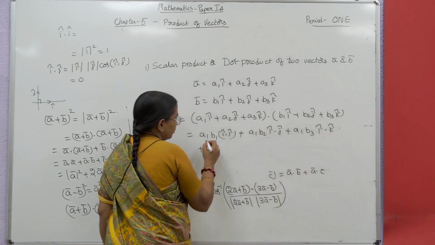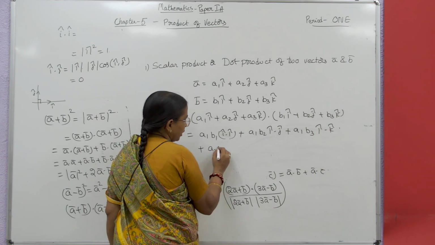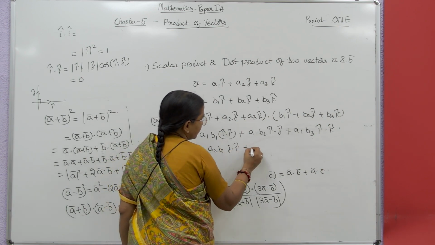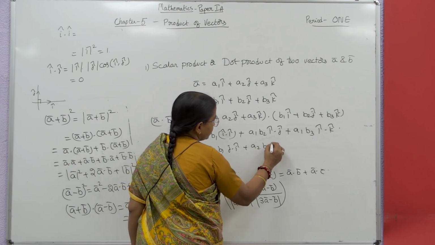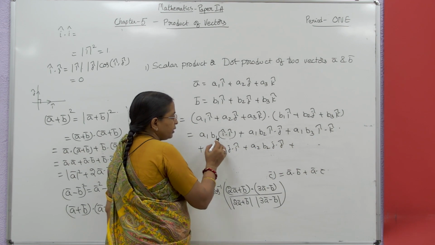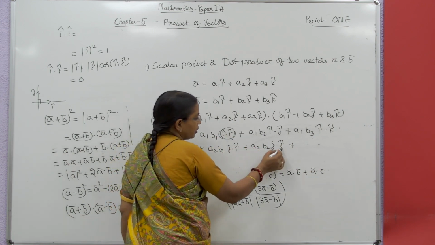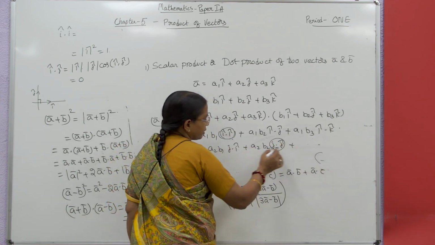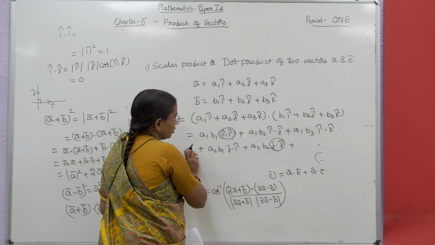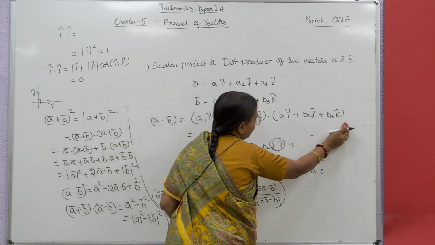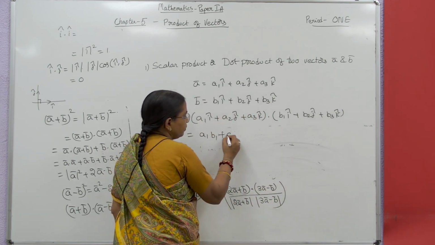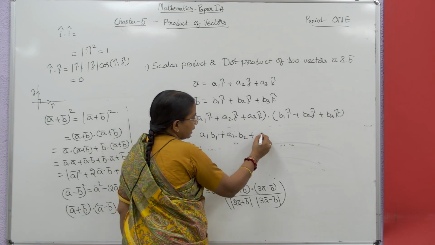In the same way, you take now A2. So A2 B1 into j dot i plus A2 B2 into j dot j plus, like this you write all the terms. Then i dot i is 1, j dot j is 1, next k dot k is 1. All the remaining terms are zeros. So after simplification, you will get A1 B1 plus A2 B2 plus A3 B3.